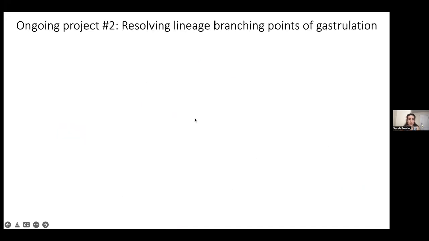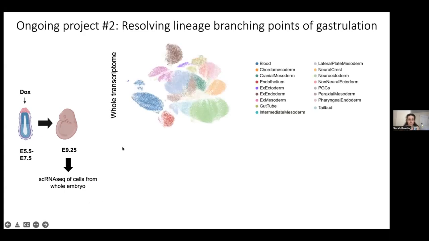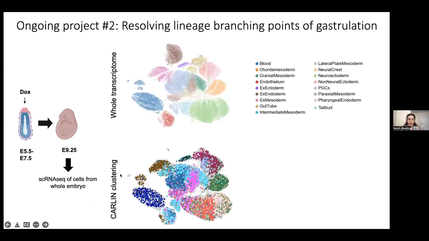In my second ongoing project, I've been working on resolving lineage branching points of early gastrulation. So for this, we barcoded embryos early in development, and we took embryos a couple of days later and performed single-cell RNA sequencing. And this is showing, again, the whole transcriptome information, where we see many different cell types. And our Carlin clustering allows us to resolve the early groupings of progenitor cells giving rise to these different cell types.